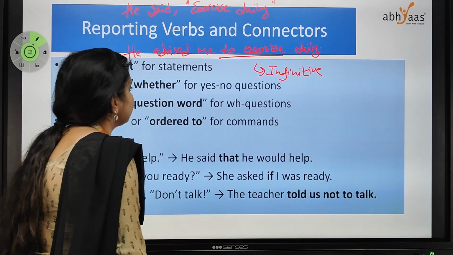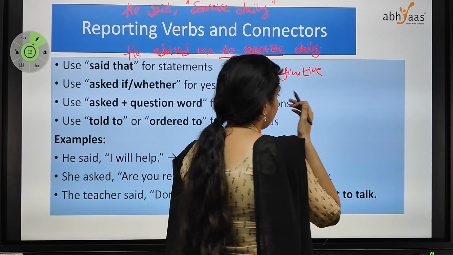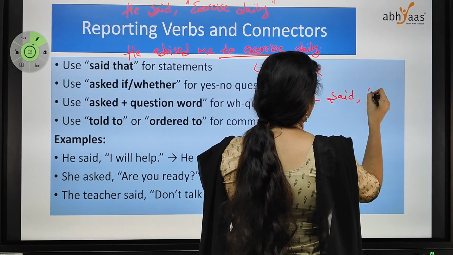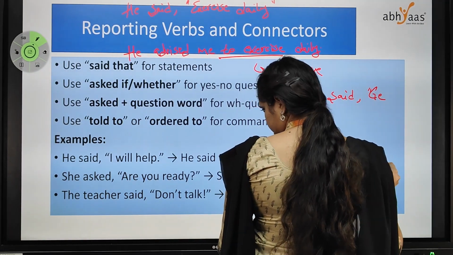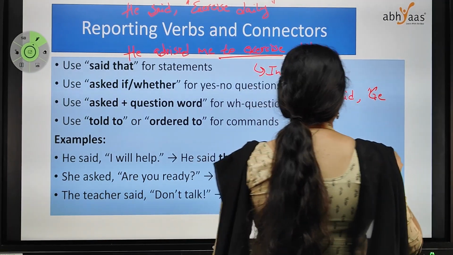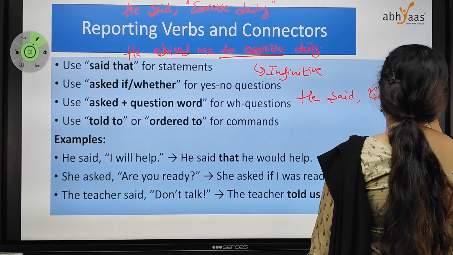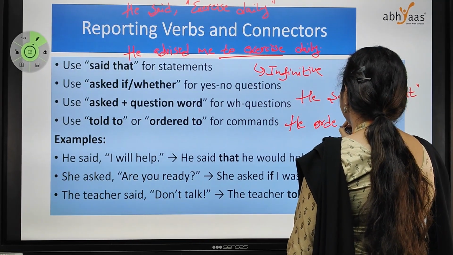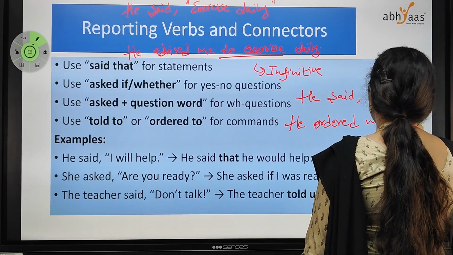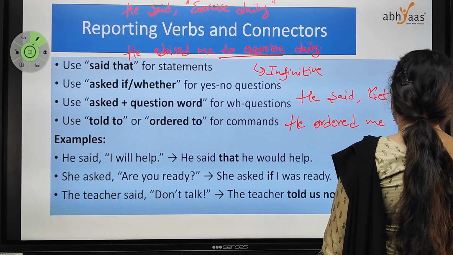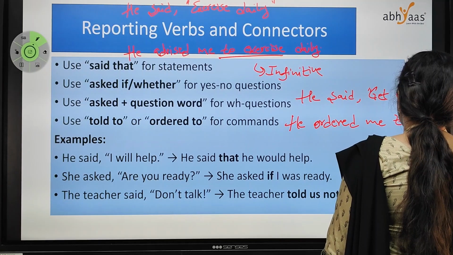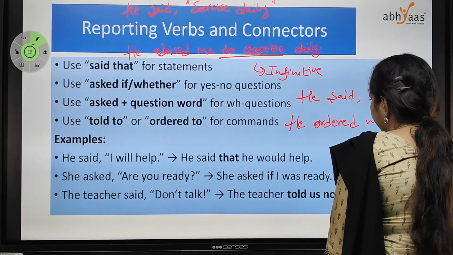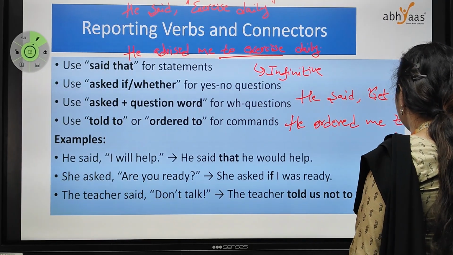In the same way, that was a suggestion. If I go with a command like, he said get out, you can say that he ordered me to get out. To get out. Again, "to" plus V1. He ordered me to get out. This becomes your infinitive.